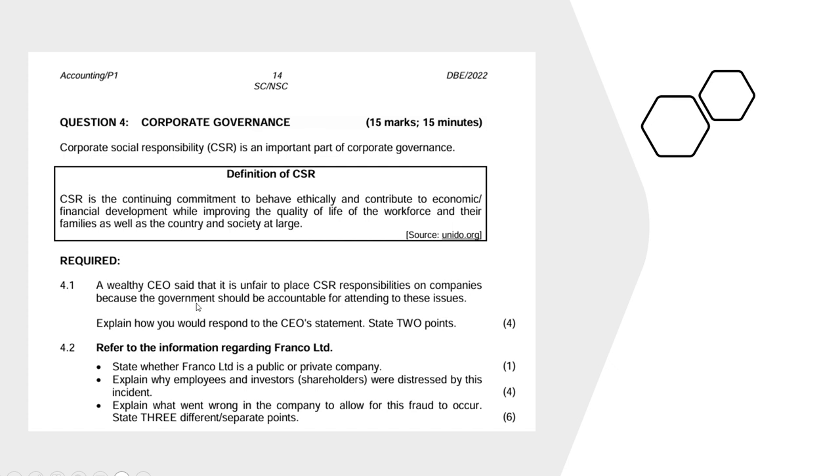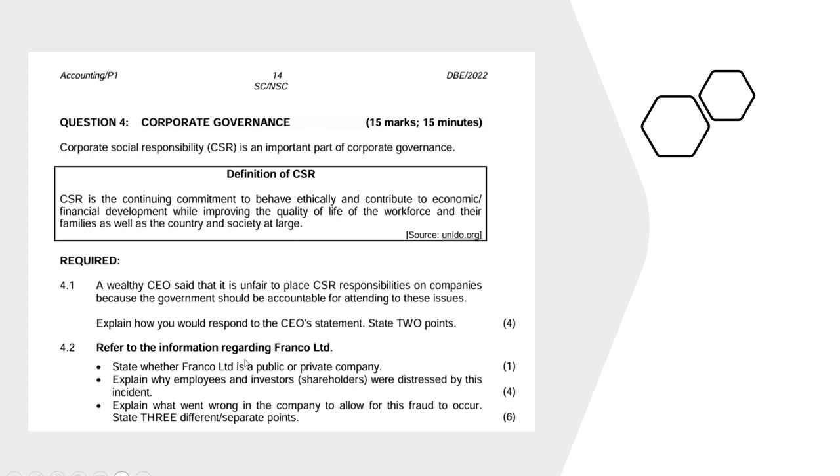4.1 says, will the CEO say that it is unfair to place this responsibility on the companies because the government should be accountable for attending to those issues? You need to provide 2 points where you explain how you should respond to the CEO statement. Let us say you're working for this company. What will be your response to the CEO statement?